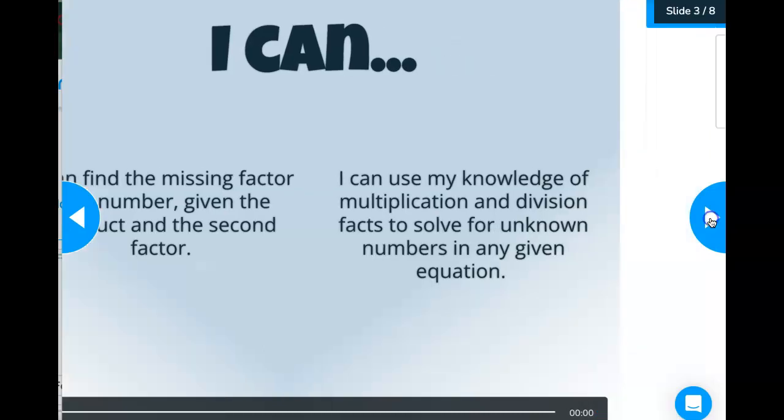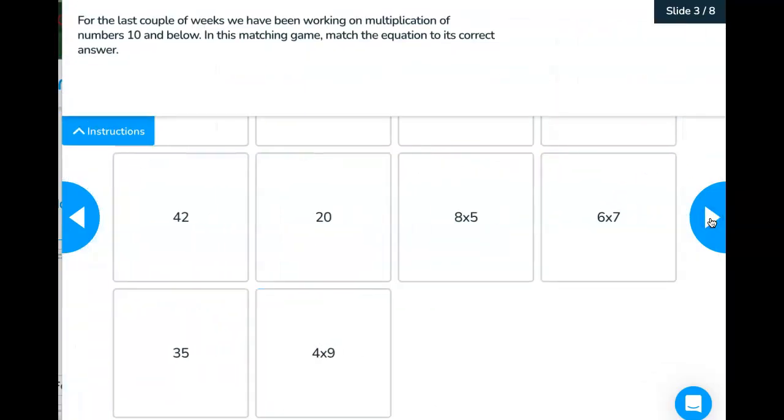The opening activity of this lesson is a matching game for prior knowledge that needs to be activated for the current lesson. Students already know how to multiply numbers through 10, and some students know even more than that. So for the activating strategy, I have my students matching up multiplication equations to their correct answer.